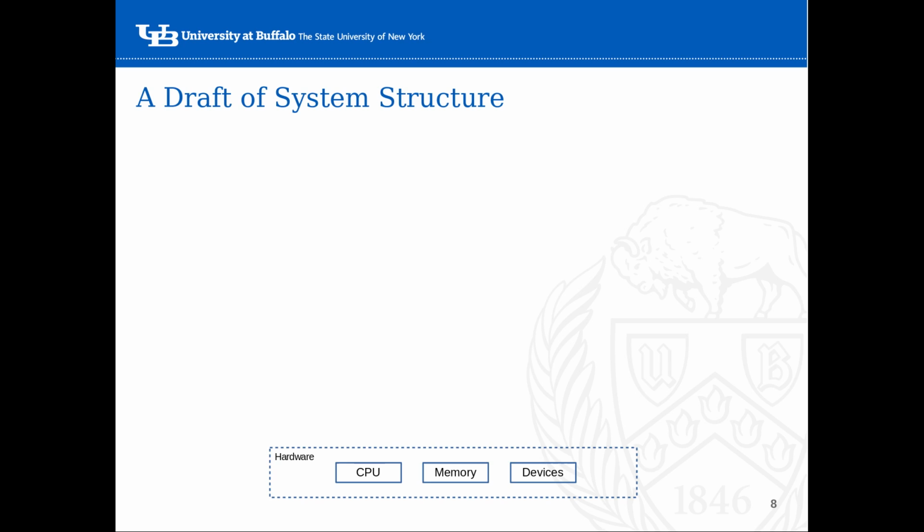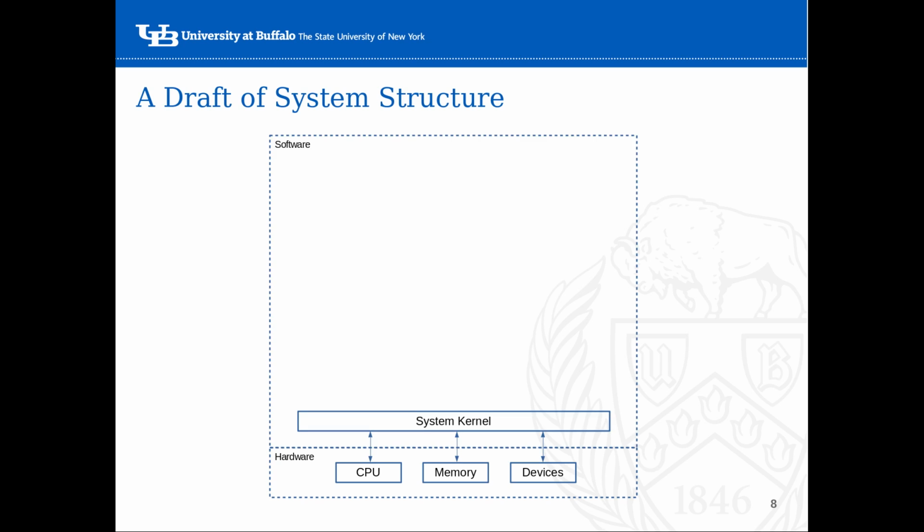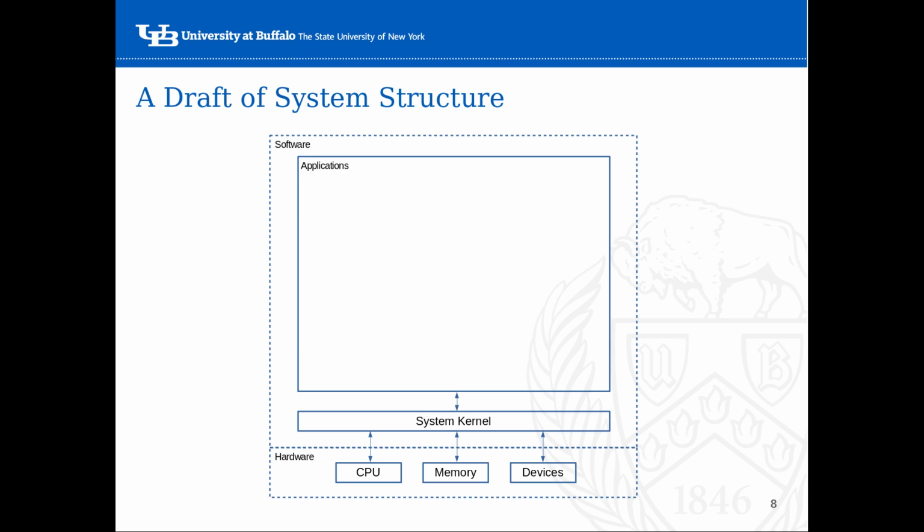So first, for any computer, you have hardware: the CPU, memory, and devices. Above that, you have a bunch of software. The most important thing is called the system kernel, and this is part of the Linux system. It can have different drivers and low-level languages to help you manipulate or control different devices. And above that are all different kinds of applications.